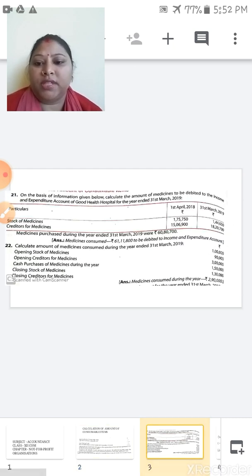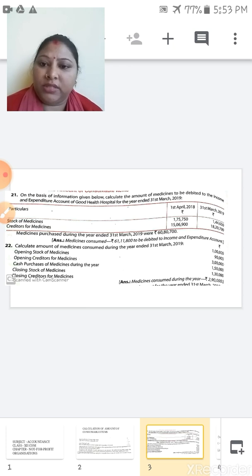Let us do one question. Question number 21: in this you have to calculate the amount of medicine which you have to debit to the income and expenditure account. So here in particulars, stock of medicine 1st April 2018, 31st March 2019. Here 1st April means opening date and 31st March is closing date.